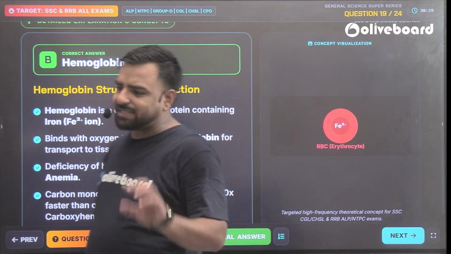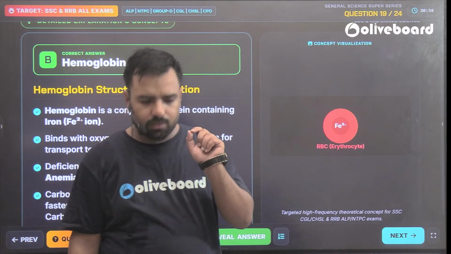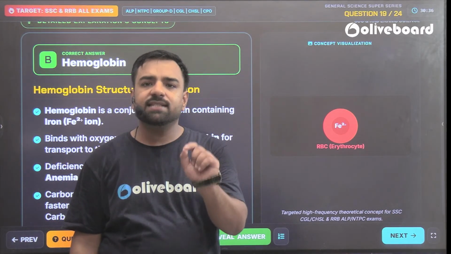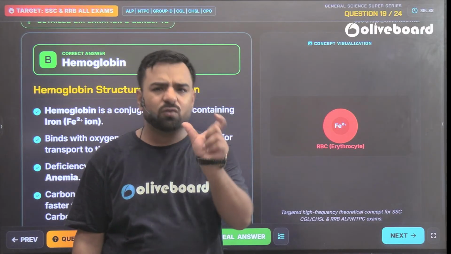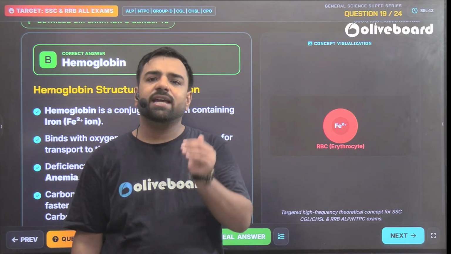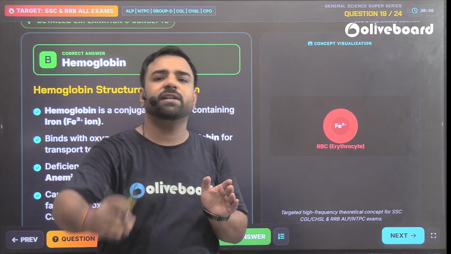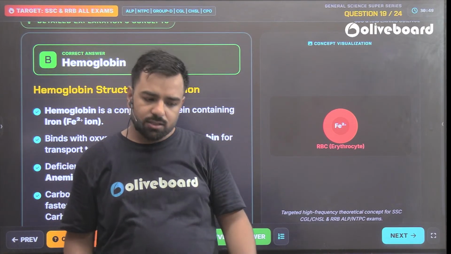Guys, one more thing. Please remember that if I talk about blood, our hemoglobin has the good affinity towards oxygen. Do you know what is affinity? That's the love and affection. So hemoglobin has affinity towards oxygen, but it has maximum affinity towards carbon monoxide. So here we have an example.